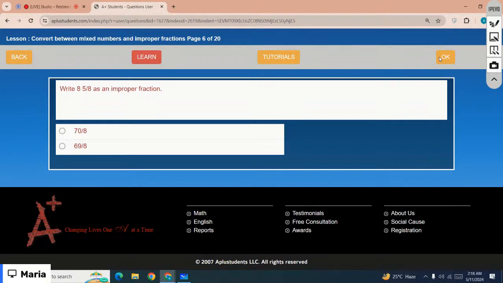Write 8 whole 5 by 8 as an improper fraction. So which is the correct option? The correct option is, yes, that is 69 over 8 is the correct option, right?